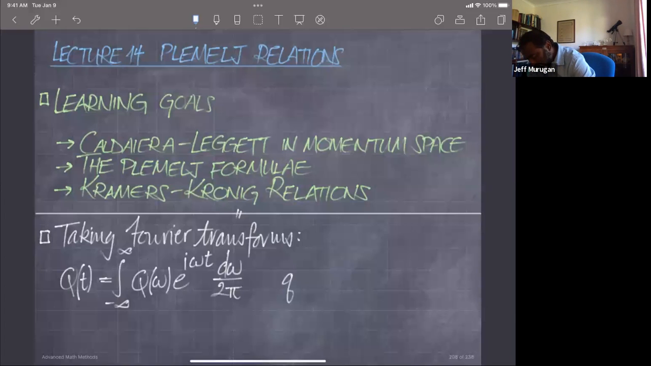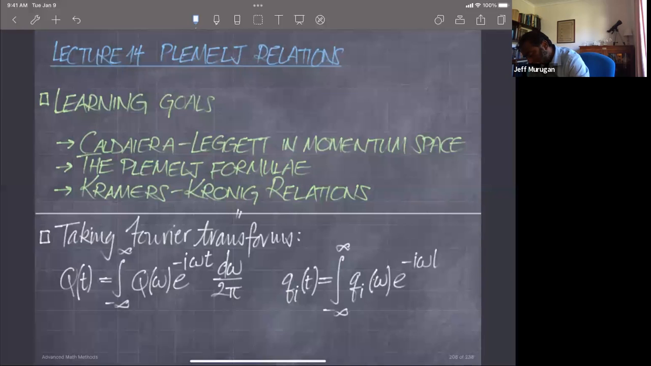And I will similarly define qi of t as an integral from minus infinity to infinity of qi of omega e to the, sorry, my convention here was minus i omega t, d omega over 2 pi. Okay. So what I do then is substitute these definitions for the Q's and the little qi's into the Caldera-Leggett equations of motion.